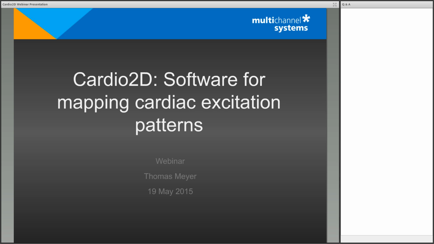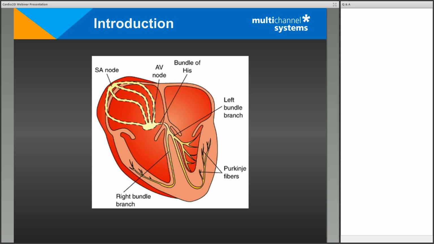I made a very general title today and just called it Cardio2D software for mapping cardiac excitation patterns. And I hope that you're already a little bit familiar with our hardware, with our standard software. If there is anything missing, please feel free to contact us later on for any questions that are not covered in this webinar today. When I say we are looking at cardiac mapping, I would like to begin with a brief introduction why cardiac mapping is very relevant for a lot of research fields.